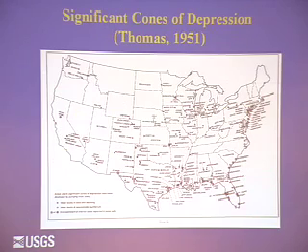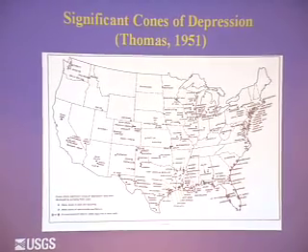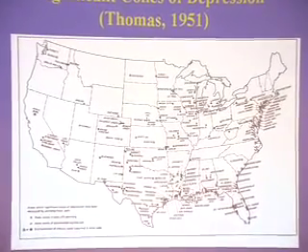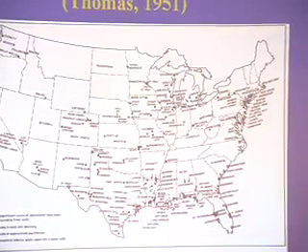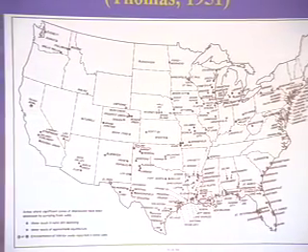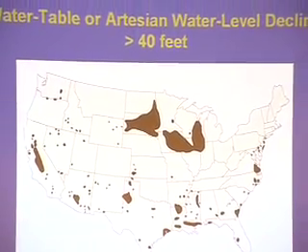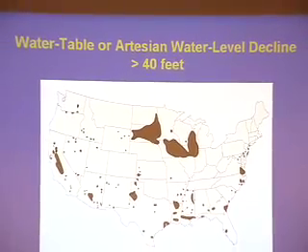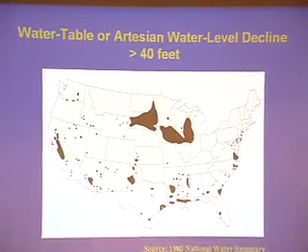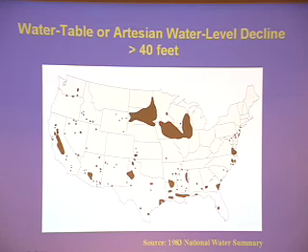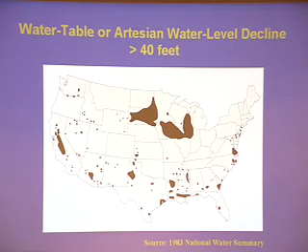But of course, when you start looking at isolated cones of depression associated with groundwater pumping, even back in 1951 and continuing on today, you can see it's very widely distributed in terms of areas where there's a significant drawdown in groundwater levels. Back in 1983, in the National Water Summary, the USGS published a map that showed areas where water table or artesian water level declines were greater than 40 feet. Some of those areas are obvious to you today: Central Valley, parts of south central Arizona.